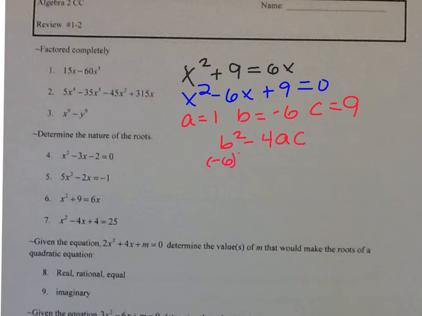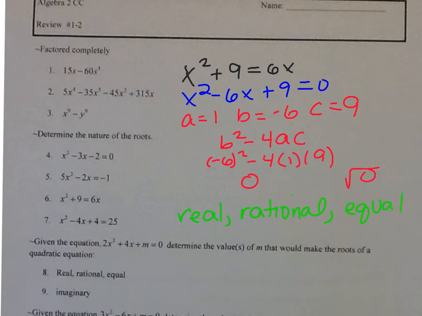So it's negative 6 squared minus 4 times 1 times 9. Plug that in the calculator and you get 0. So think about this. You have the square root of 0. Are they real? Yes. Rational? Yes, because you could take the square root of 0. The square root of 0 is 0, so that's rational. And they are going to be equal because you're adding. So think about the quadratic formula. It's plus minus in here, right? You have a number plus 0 and a number minus 0. You're going to get the same exact number. So they're real, rational, and equal. Okay, next one. So number 7.